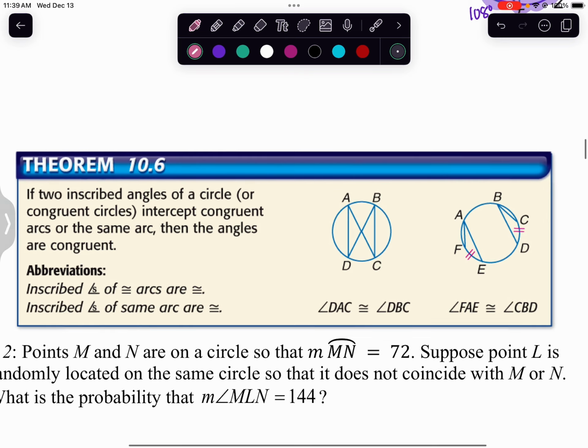So before I do anything else, I had better draw my circle. Suppose point L is randomly located on the same circle so that it does not coincide with M or N. What is the probability that the measure of angle MLN is 144?